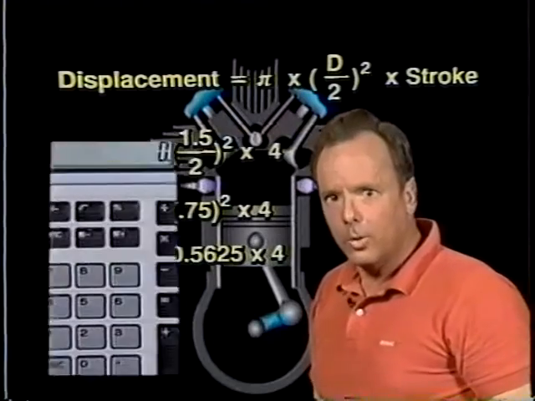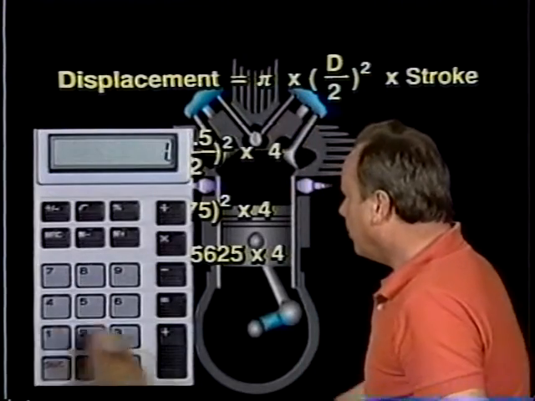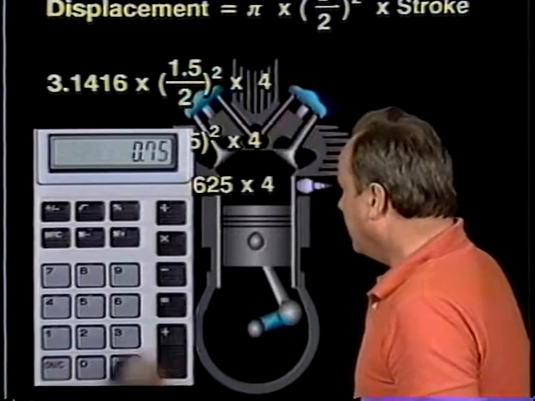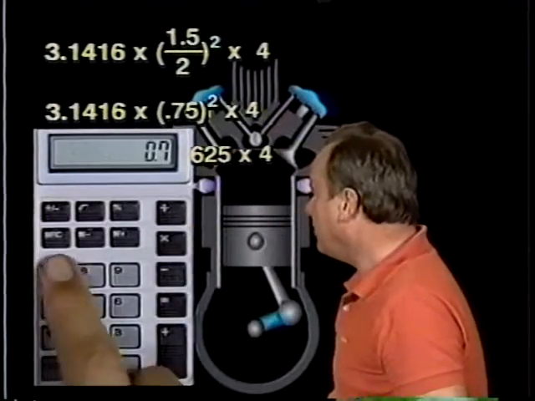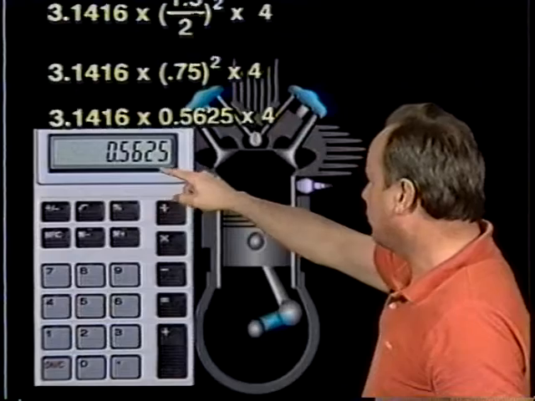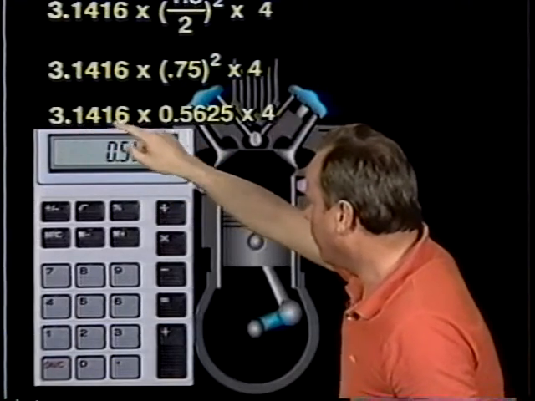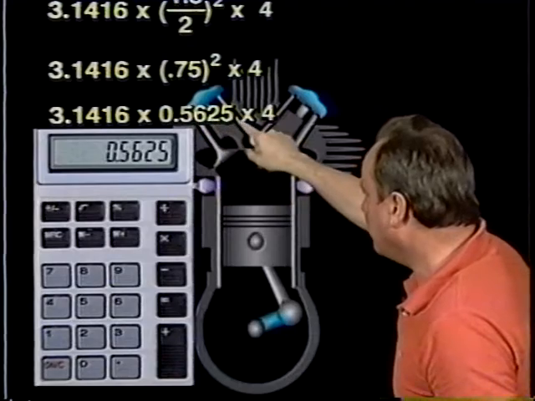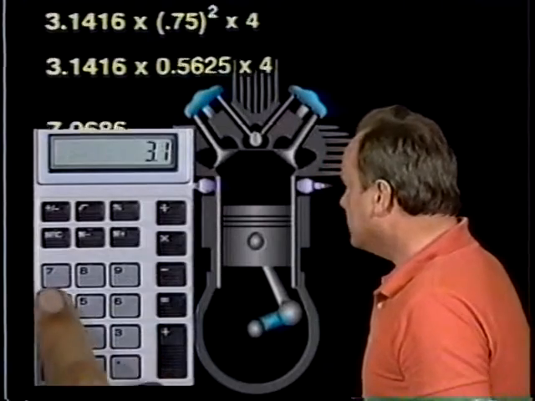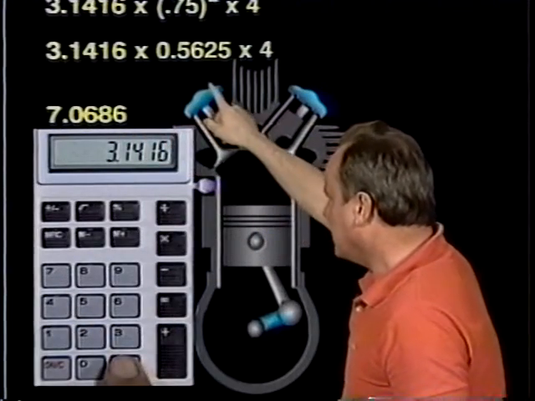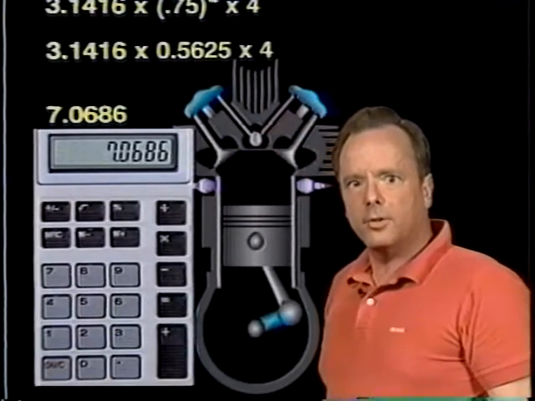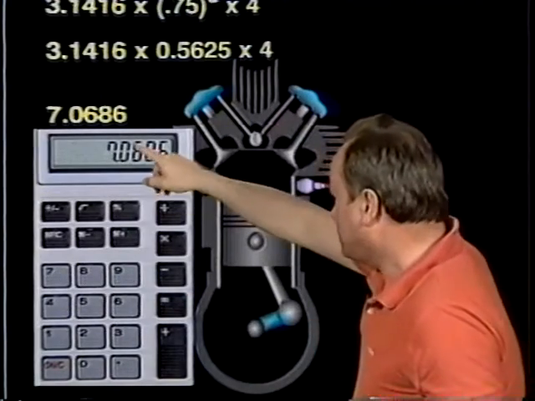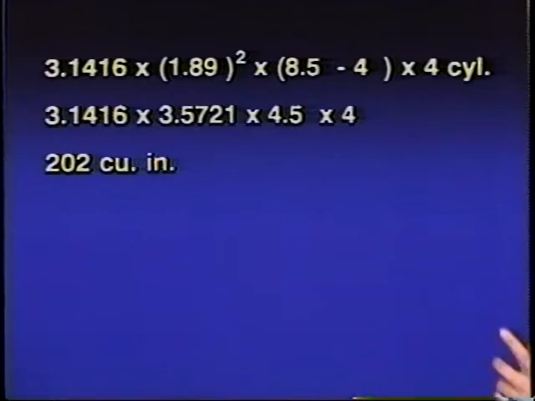Let's do that with a calculator real quick just to make sure you know what we're doing. We'll take the 1.5 divided by 2, and you get 0.75. Now, we're going to square that, so let's multiply 0.75 times itself, and we get 0.5625. So now we have 3.1416 times 0.5625 times 4. If we multiply all those out, the displacement works out to be just about 7.0686 inches. Now that's the displacement of one cylinder.